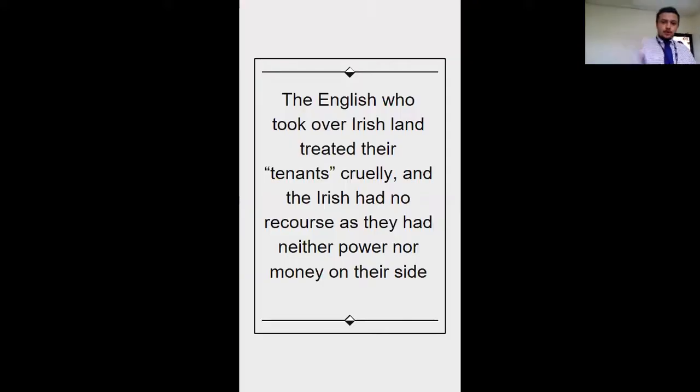The English who took over Irish land treated their tenants crudely, and the Irish had no recourse as they had neither power nor money on their side. So what do they have to do?